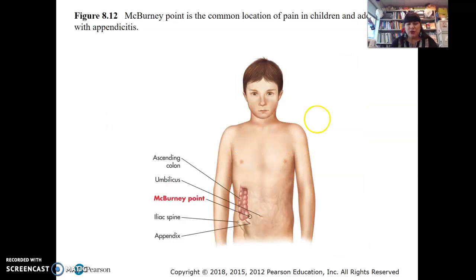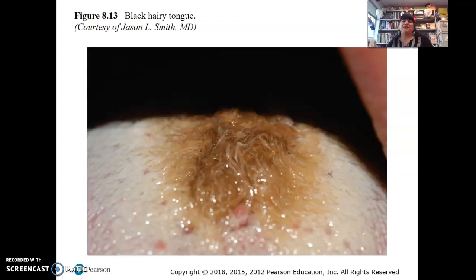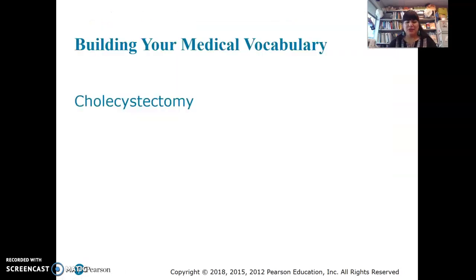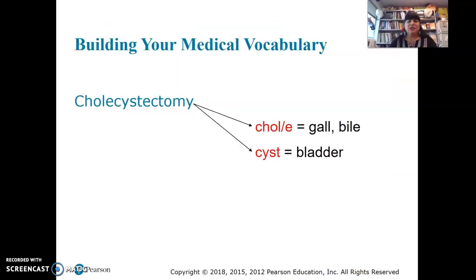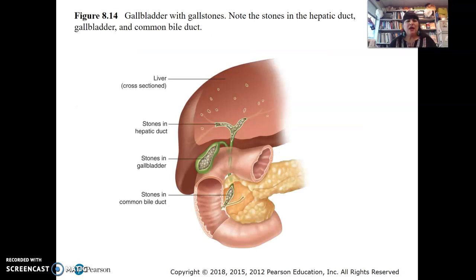So yeah, they show this area, McBurney's point. If a child has appendicitis, where's the pain going to be? Ooh, yes, they talk about hairy tongue. That's a picture in your book. So, building your medical vocabulary.